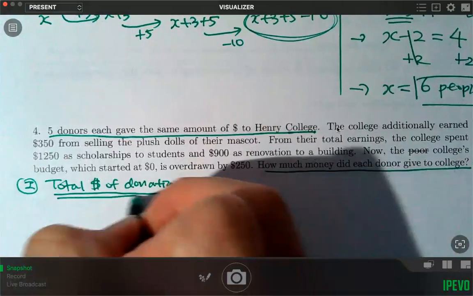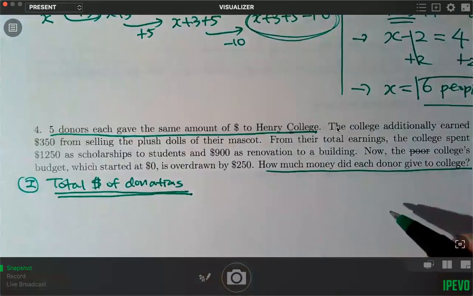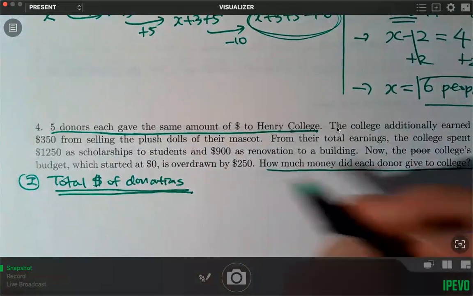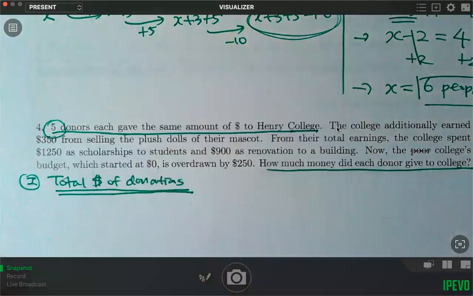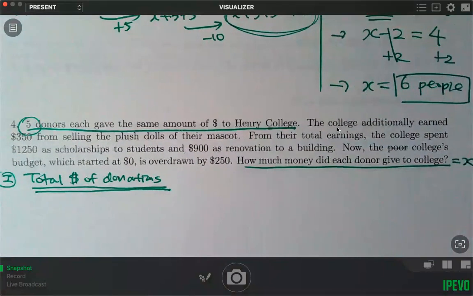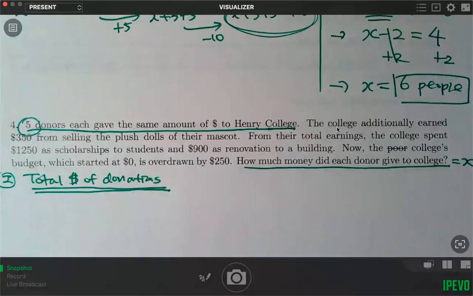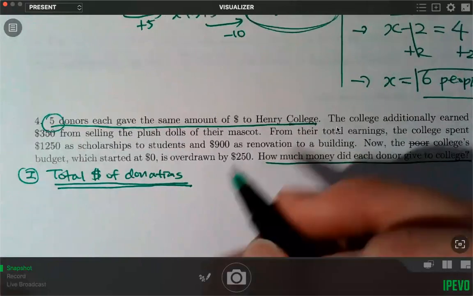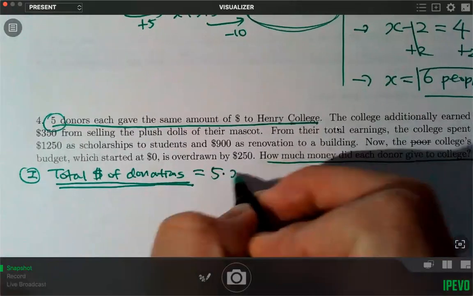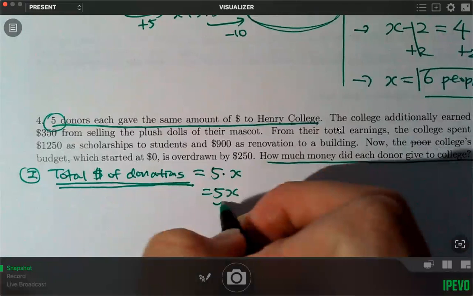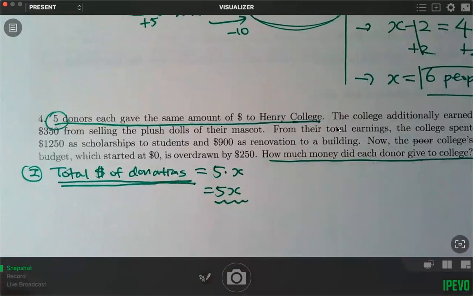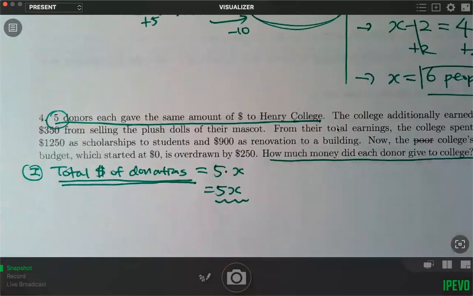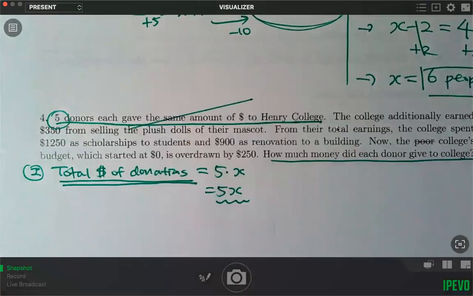Okay, so let's first find that from the first sentence. Okay, so what does that mean? There are 5 people who made donation, and each person gave the same amount, X dollars, right? So what does that mean? X plus X plus X plus X plus X, or in short, it's X times 5, right? Okay, so this is equal to 5 times X, which is equal to 5X. Yes. So that's the very first thing that you have to deduce. Okay, so we are done with the first sentence.